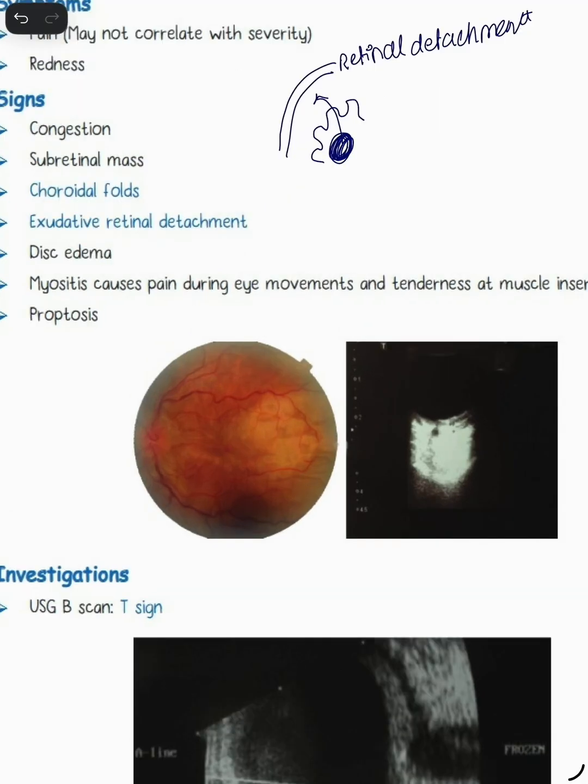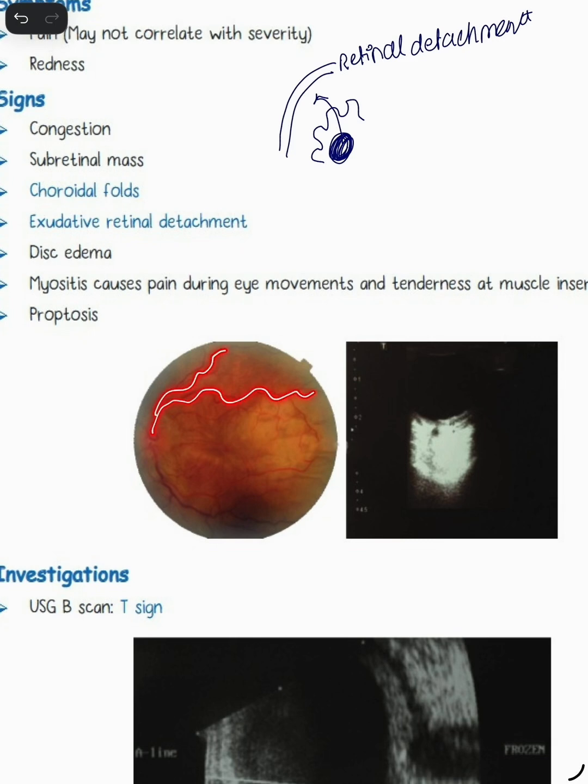This can be seen in this image. As we see, there is a different color present here. So this is the subretinal mass. Above it the choroidal folds, and above this is the exudative retinal detachment. And it can also present with disc edema. So there will be the disc edema, and we can see the tortuous blood vessels.